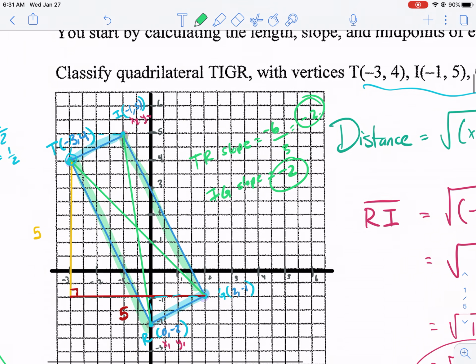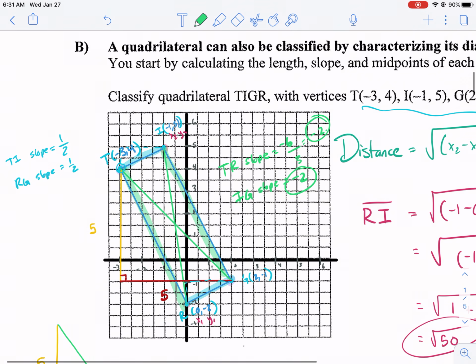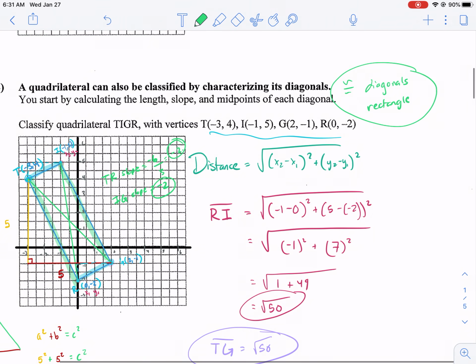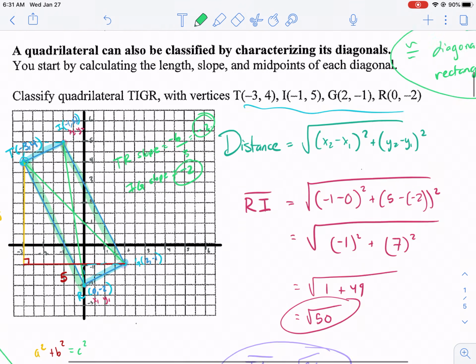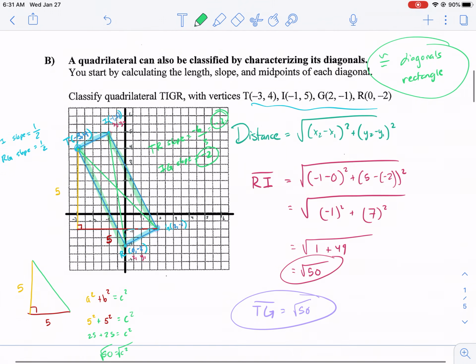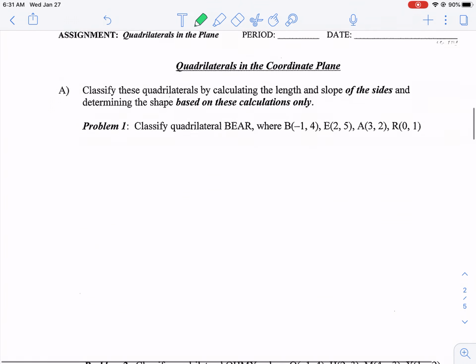So we see that we have parallel slopes. They have the same slope, which means they're parallel. And if it's a parallelogram with congruent diagonals, then that means it is a rectangle. Now, it's a possibility that it could be a square, but clearly it's not a square. If you wanted, you could use the distance formula on those sides to see that they are not congruent. So this is definitely a rectangle.